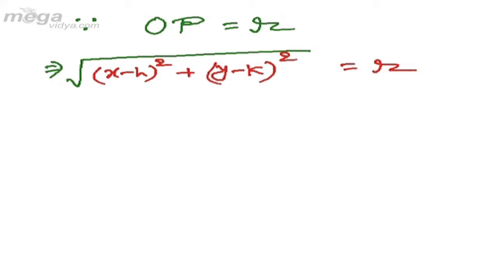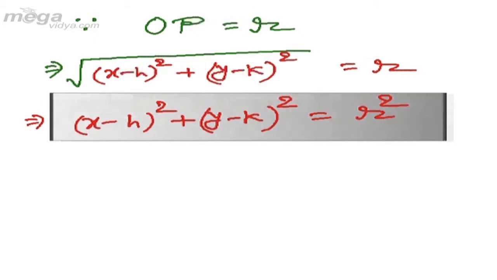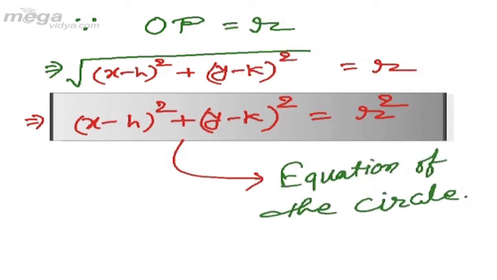Now to remove this square root, we square both sides, and hence it becomes (x − h)² + (y − k)² = r². This is the equation of the circle. So (x − h)² + (y − k)² = r² is the equation of the circle.